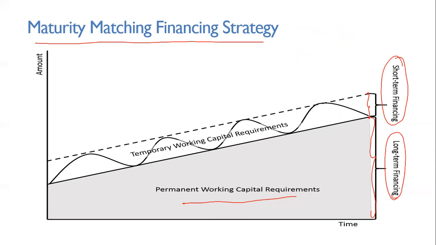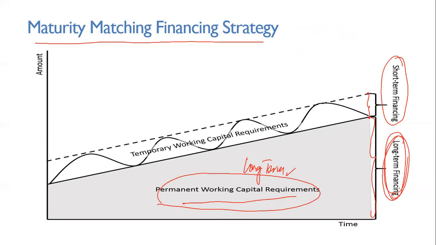Kung permanent ang working capital requirement, ibig sabihin long-term ang nature ng mga requirements na yan. Kahit kailan, minimum ganyan yung kailangan mong pera. And so therefore, dapat long-term din yung source of funding mo. Okay. Temporary working capital requirements naman, varies from time to time. And so therefore, flexible ka rin dapat sa financing strategy mo. And that's what maturity matching means.